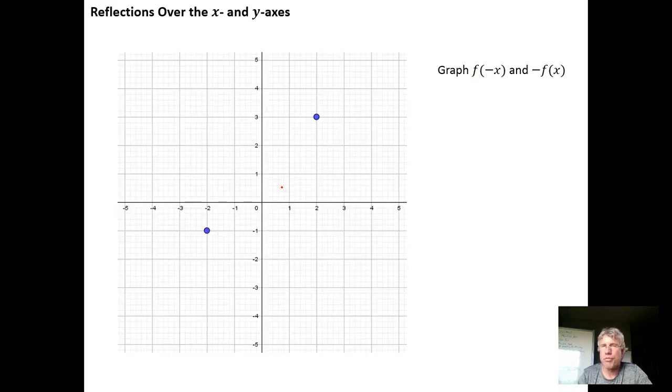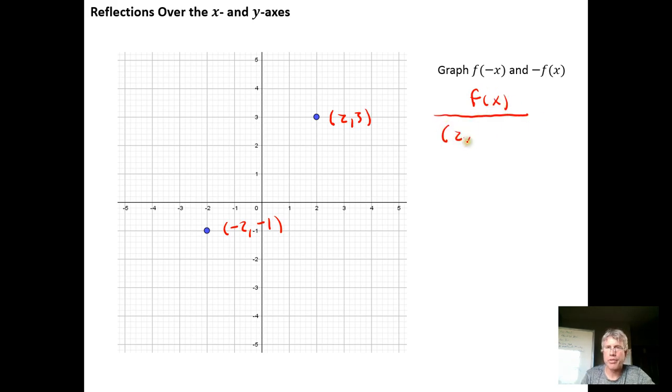So we're going to start off looking at this with the simplest possible function. Here I have a function f of x that's just given by 2 points. This is the point (2, 3). This is the point (-2, -1). So this is my graph of f of x, and f of x is just the two ordered pairs, (2, 3) and (-2, -1).